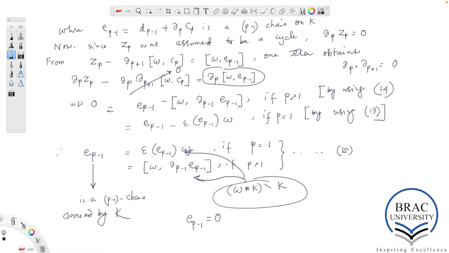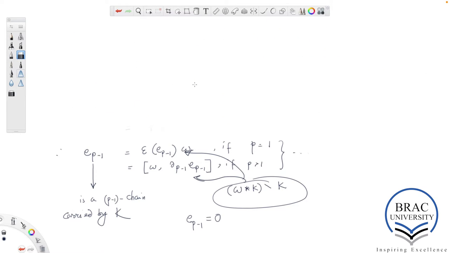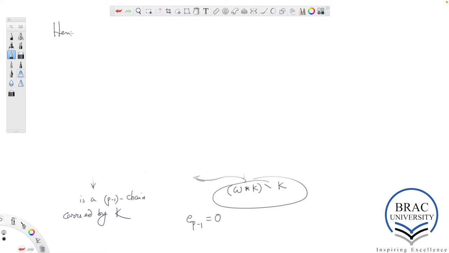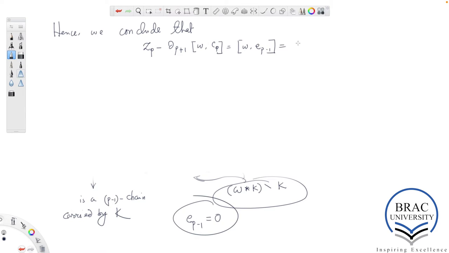Okay? So therefore, we conclude that Zp minus del P plus 1 bracket W comma CP is equal to W comma E sub P minus 1, and since E sub P minus 1 is identically 0, this is 0. Okay, which means that the P cycle Z sub P that we started with bounds, and the result follows. QED.